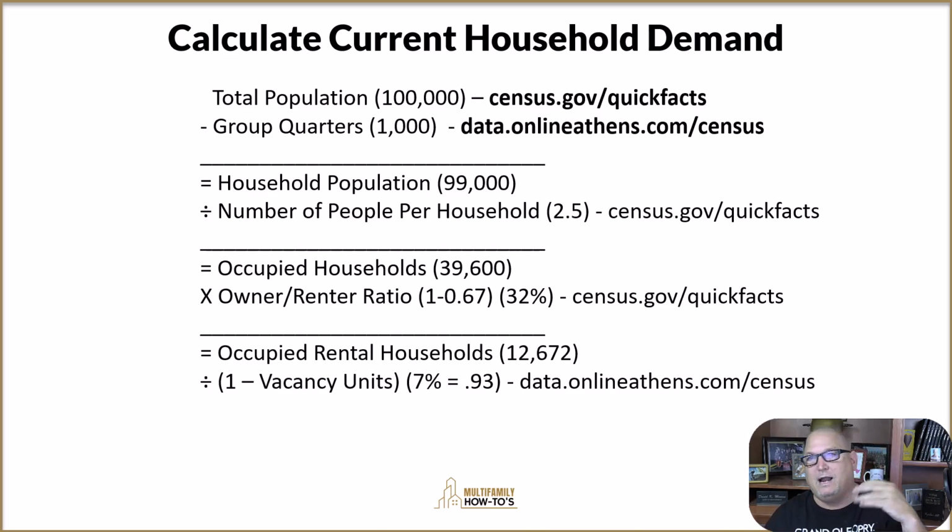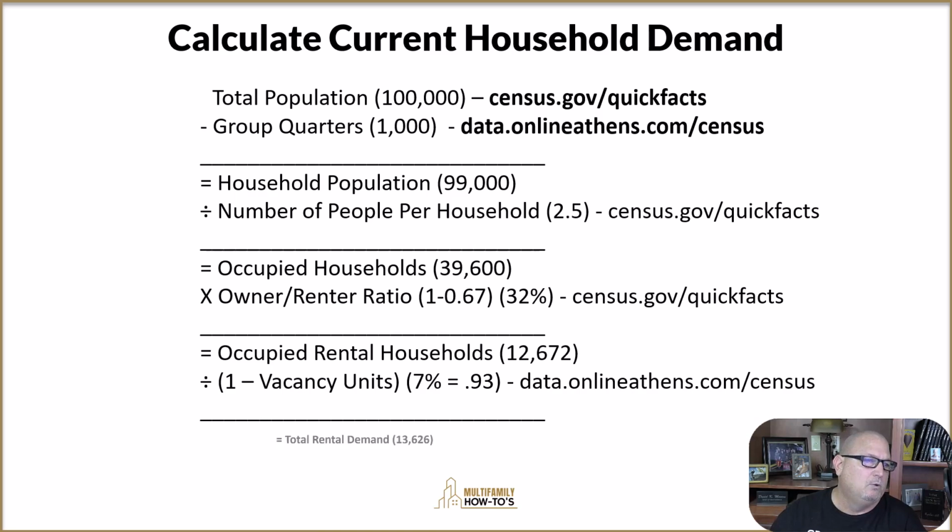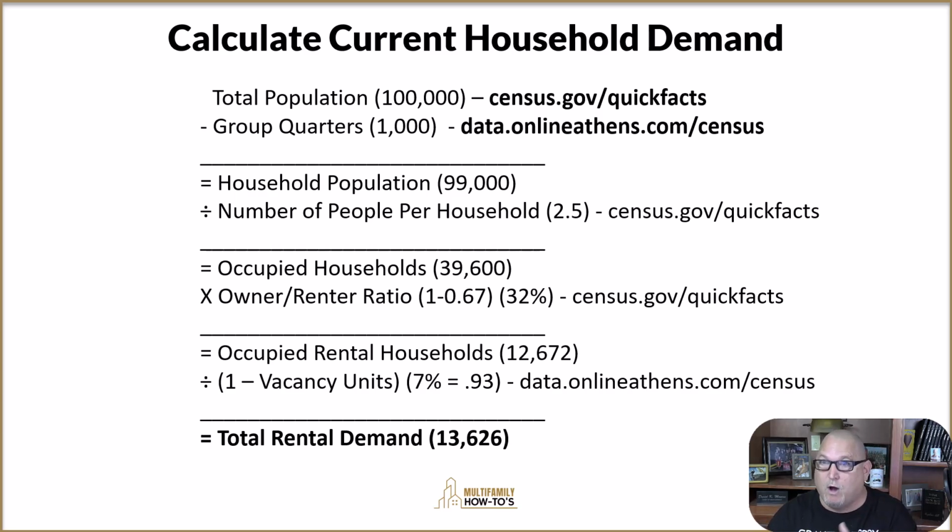Now, we don't want to ever be at 100%. So let's say our long-term occupancy average for this market is 93% or 7% vacancy, however you want to look at it. We want to factor in that vacancy percentage. So 12,672 divided by 0.93 will give us a total rental demand of 13,626 households, leaving us with a 7% vacancy, which is what we want for a stabilized market in this example.